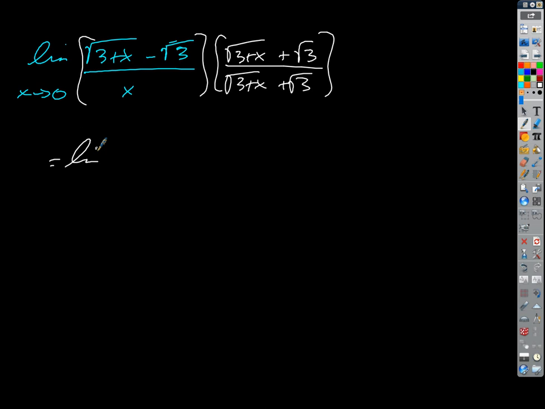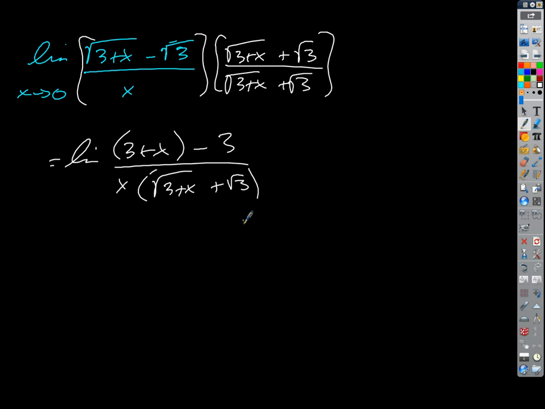Okay, everybody agree? I'm going to get the first term squared, which is going to eliminate the square root. So 3 plus x minus the second term squared, which eliminates the square root, right? Divided by x times this other factor. Well, we'll finish it up. But you get the idea.